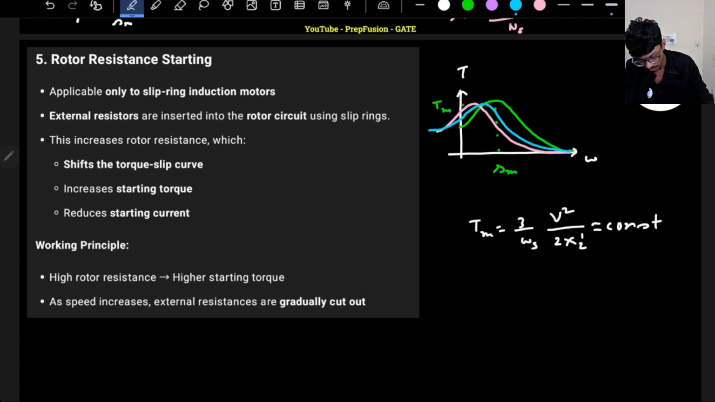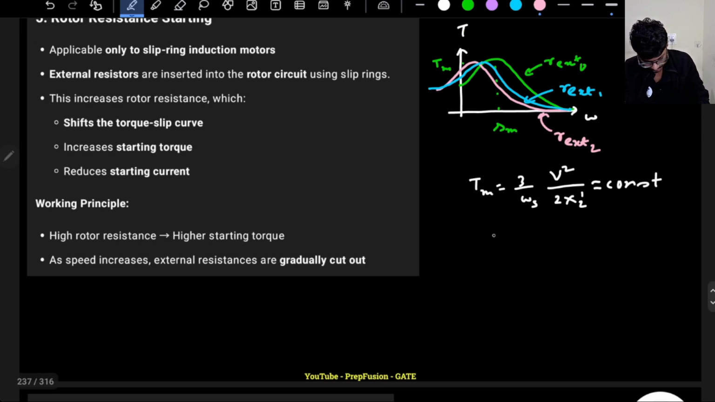somewhat like this. So what is happening is here there is no external resistance. This is, let's say, R external 0, this let's say is R external 1, and this let's say is R external 2. Okay, so basically what I can comment is R external 2 will be greater than R external 1.